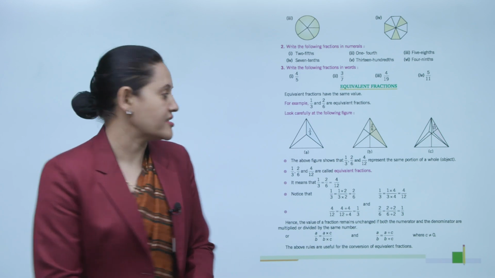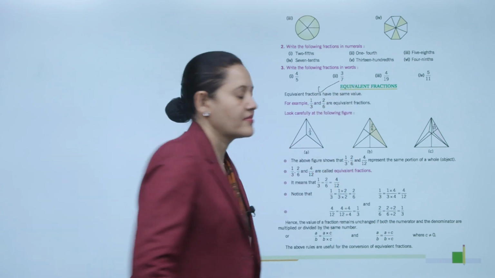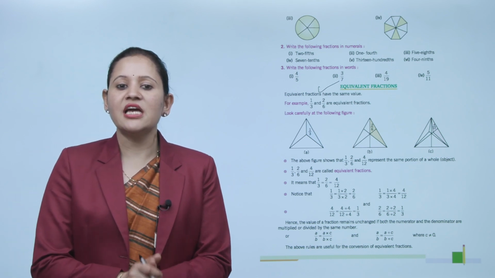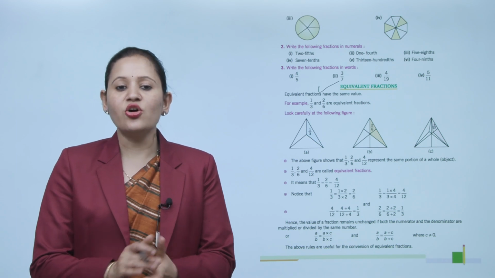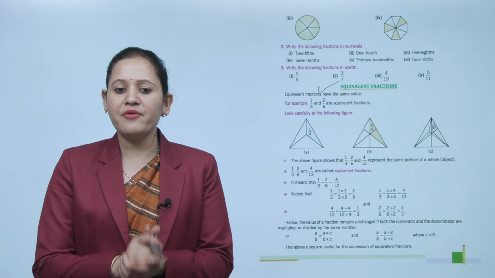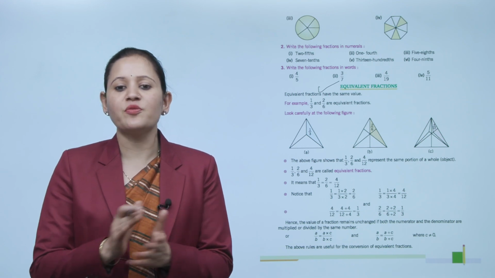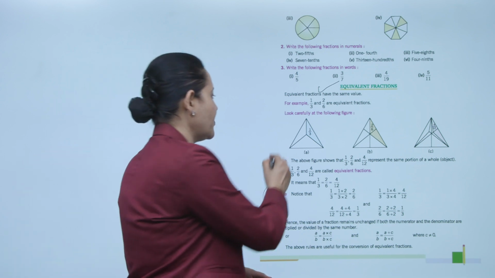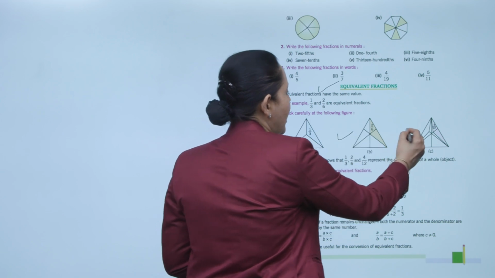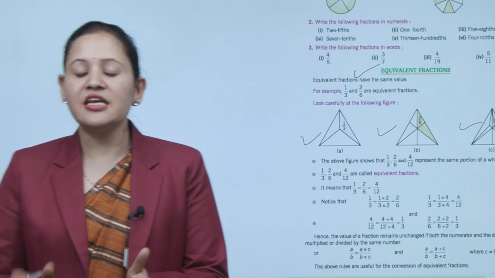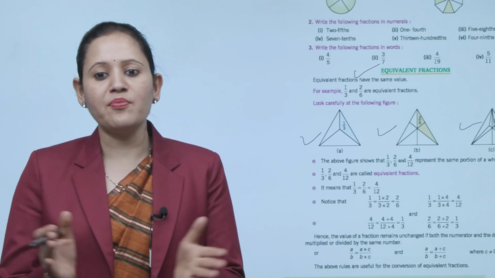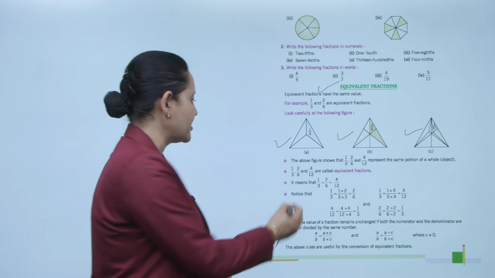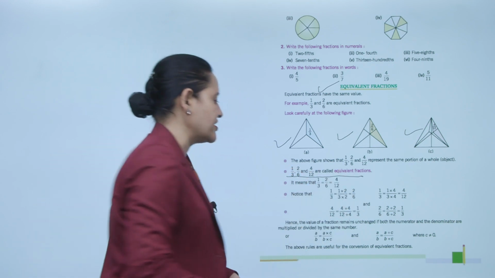Next is equivalent fractions. Equivalent fractions have the same value. For example, 1 by 3 and 2 by 6 are equivalent fractions. Look carefully at the following figure. The figure shows that 1 by 3, 2 by 6 and 4 by 12 represent the same portion of the whole object. They represent the same fraction or same portion of the whole. So 1 by 3, 2 by 6 and 4 by 12 are called equivalent fractions. All these are equivalent fractions.